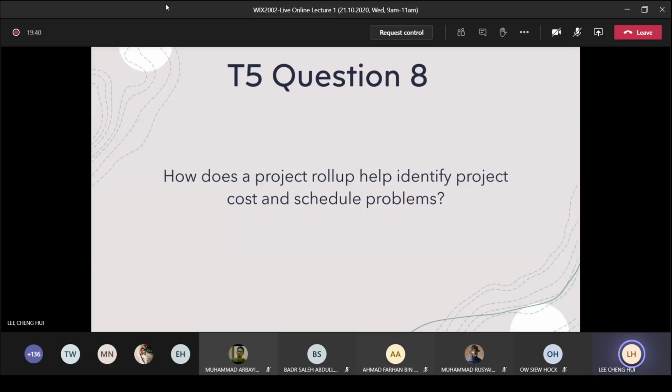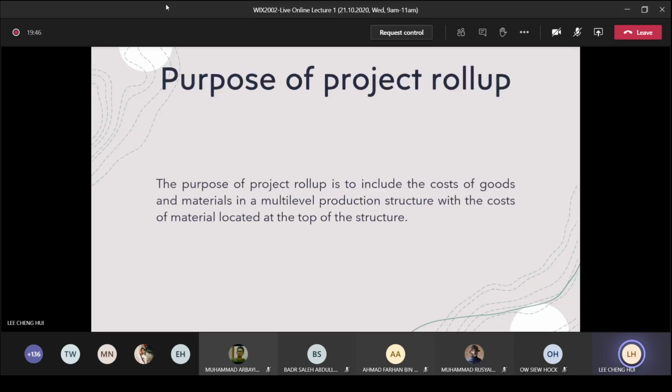So the question is about how does the project roll-up help identify project costs and schedule problems? Before we look at the answer, let us have a look at the purpose of project roll-up. The purpose of project roll-up is to include the cost of goods and materials in a multi-level production structure with the cost of material located at the top of the structure.